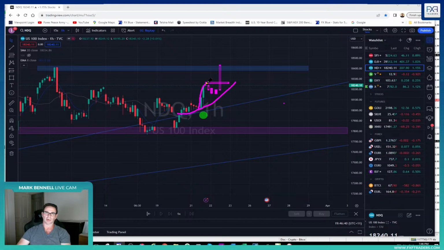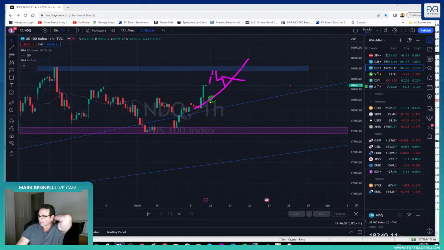So these extended moves, it's rare that they don't come back and give us a pullback entry or some sort of entry. All right? Can it just keep going? Of course it can, but at some stage it's got to come back. And that's where we look to re-enter.